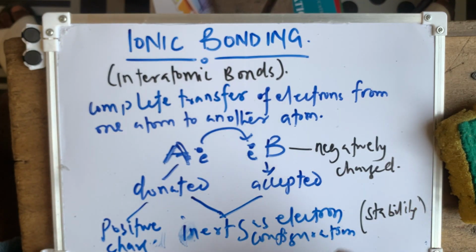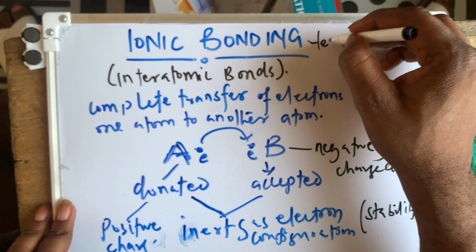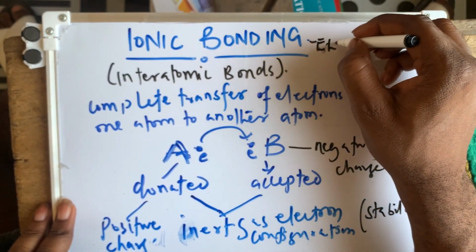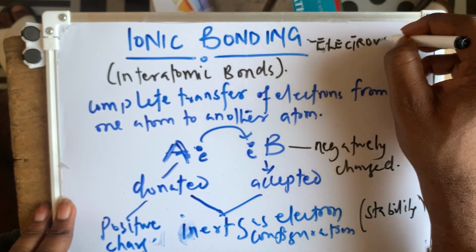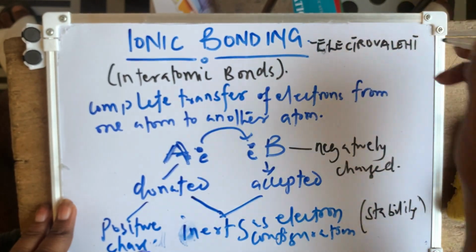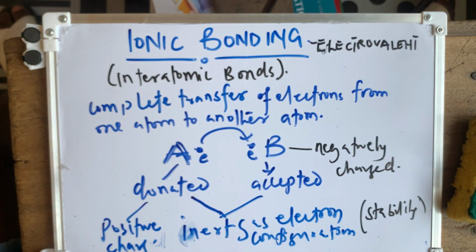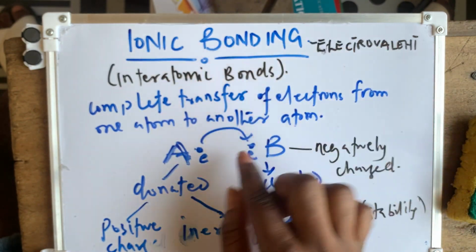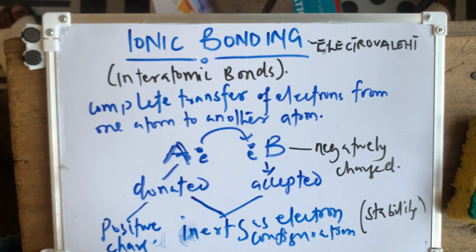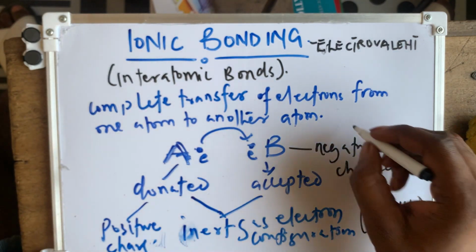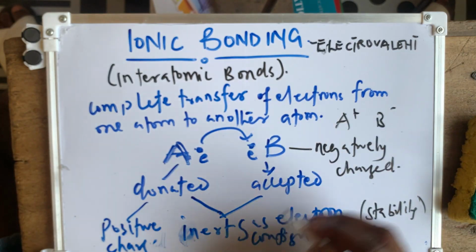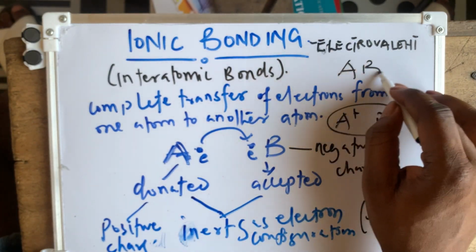This is when we see a chemical bond formed by the transfer of electrons from one atom to another. An ionic bond is also known as an electrovalent bond. Compounds composed of ionic bonds are called ionic compounds. So when there's an ionic bond between A and B, A becomes positively charged, B becomes negatively charged, and the compound AB is called an ionic compound.